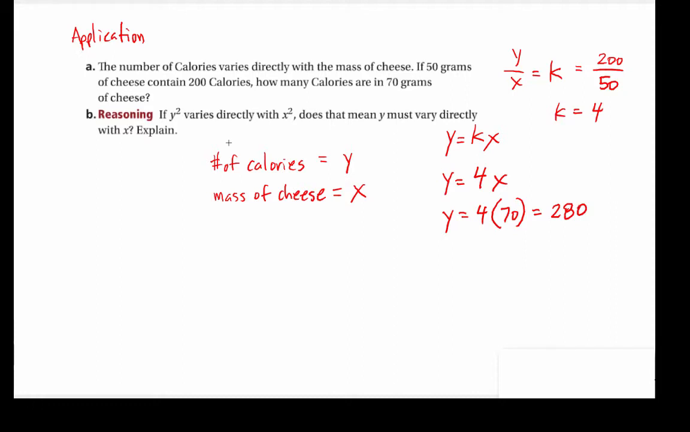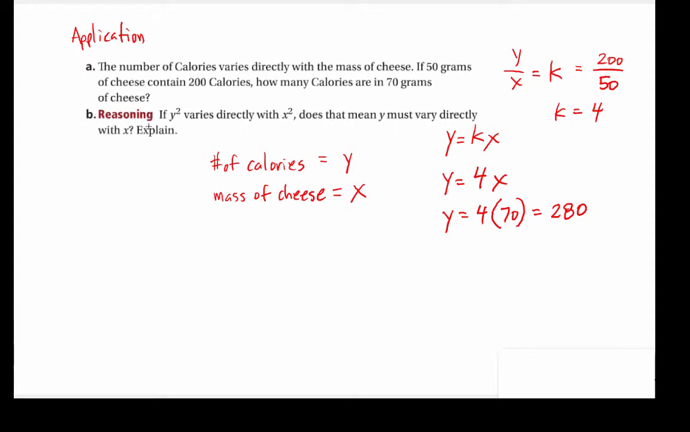So 70 grams of cheese contains 280 calories in this setup when the number of calories varies directly with the mass of cheese. And the information that we're given, we use it to write the equation and then use the equation to solve the problem.